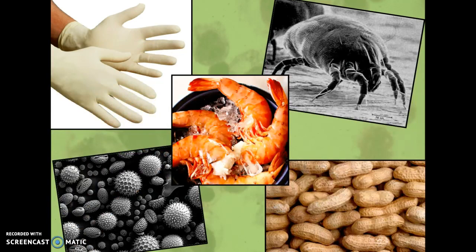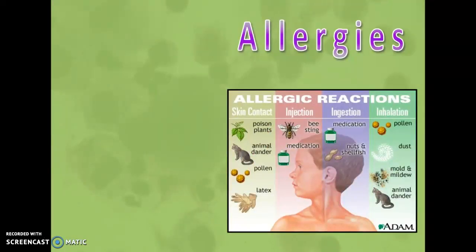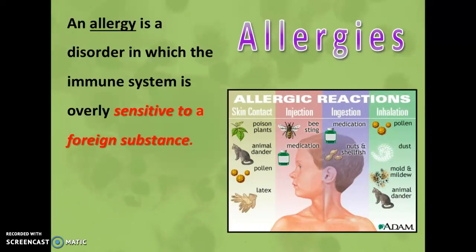So here are some different examples. Latex. A lot of people are allergic to latex or shellfish or peanuts or pollen, for example. And this is a dust mite. So if you have an allergy to any one of those things, then that is a non-infectious disease. Those are common allergens that a lot of people are sensitive to.